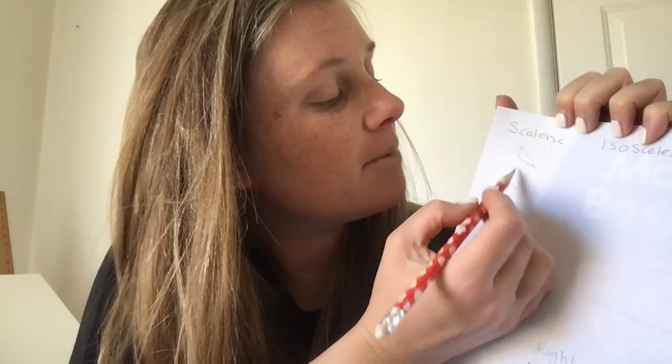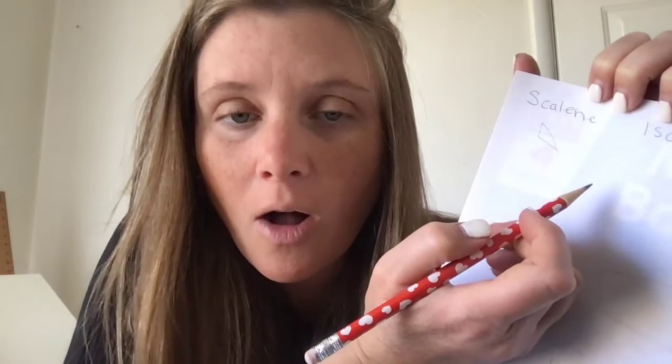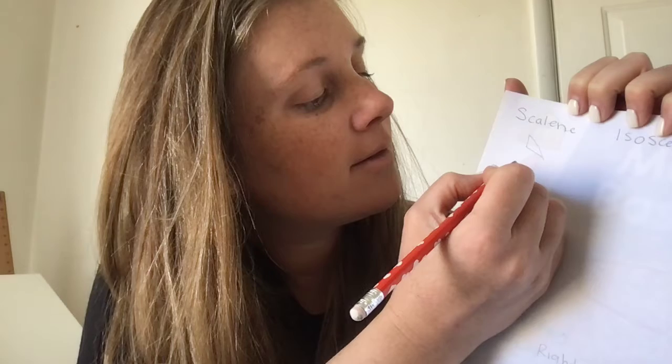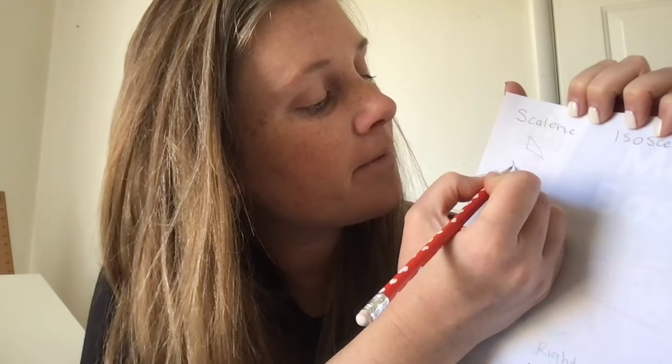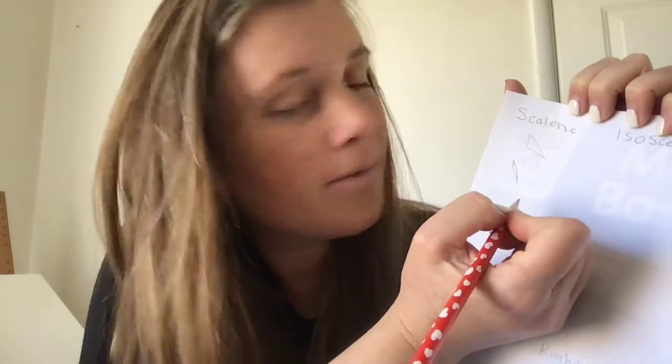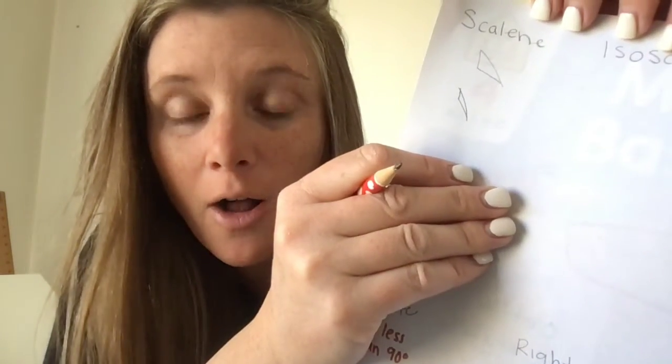So these two might be similar, but let's try and draw a few where all three sides are different lengths. See if you can do it, where all three sides are different lengths. So that's what a scalene triangle is. So can you write that down? All three sides are different lengths.